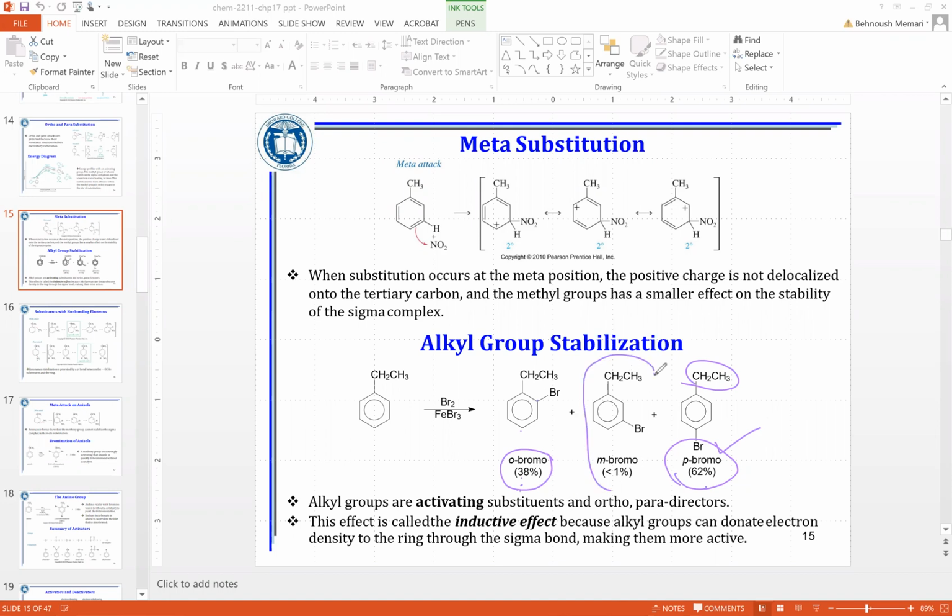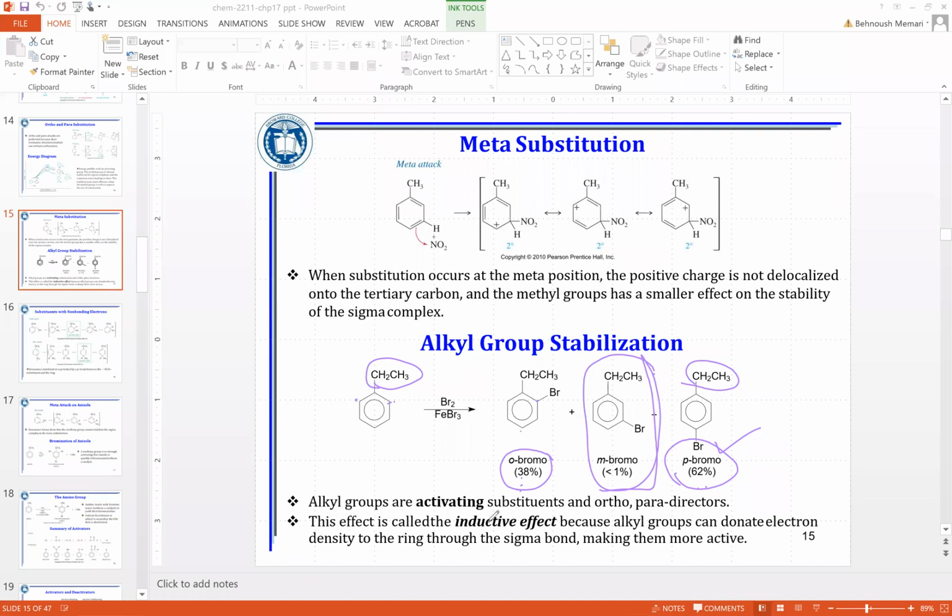But the meta position is even lower than before. It's just less than 1%. So the ethyl group is more of an electron donor than the methyl group, because it's a larger group. At the same time, it is an activating group. At the same time, it's sterically hindering the ortho position. So the percentage for this.